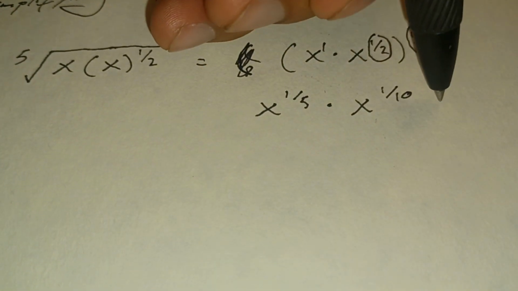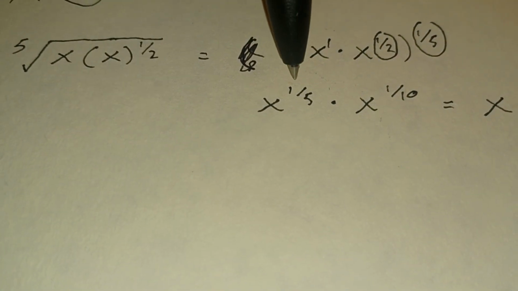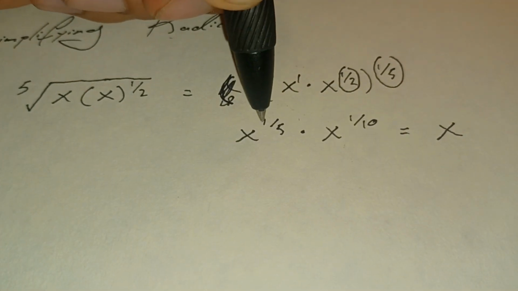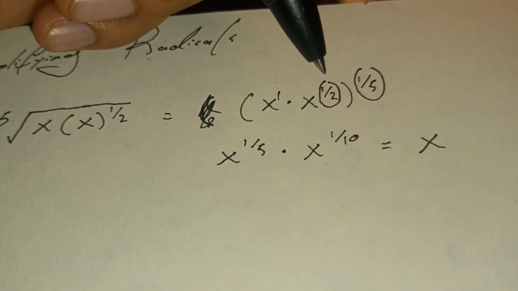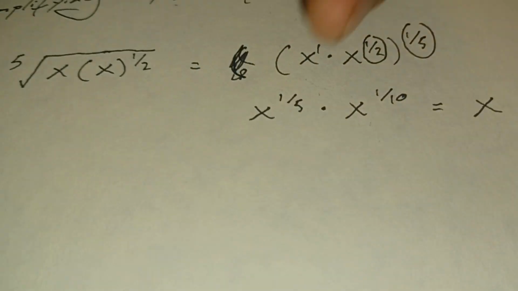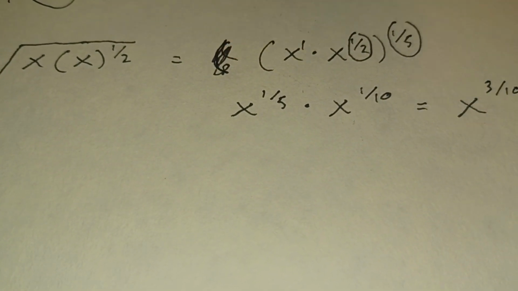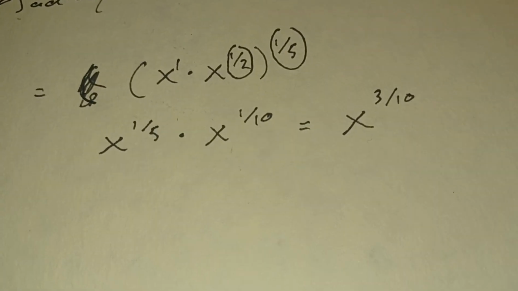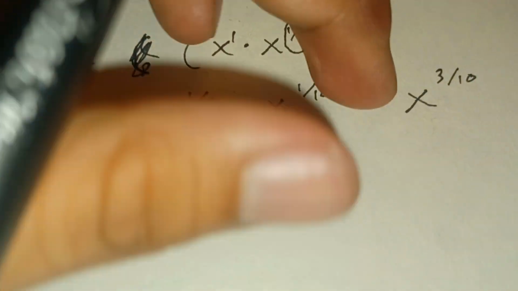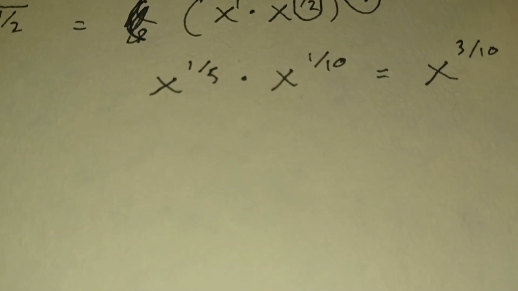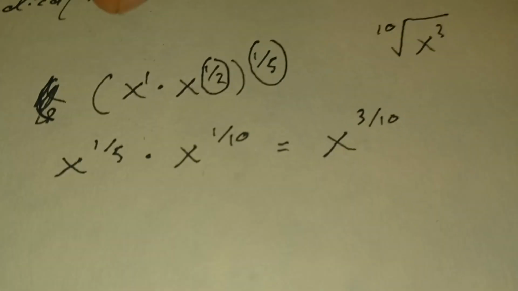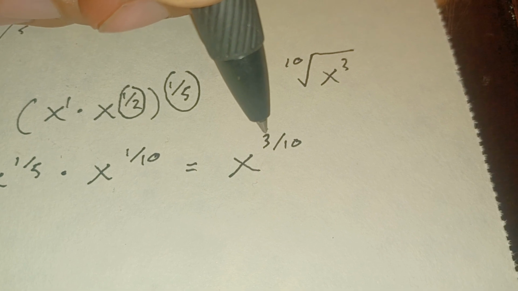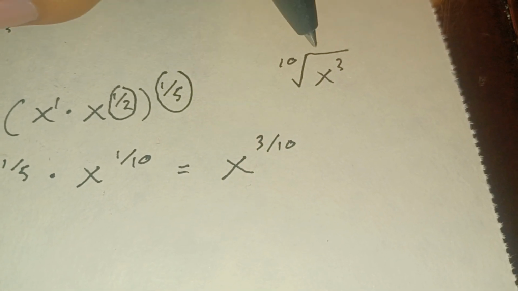And now we can multiply. This will give us x. When we multiply these terms, since there's no parentheses, we add the exponents. We add 1/5 and 1/10, which gives us 3/10. But we can rewrite this as x to the 3rd power, to the 10th root. The 10 will go here, and the third power will stay with the x.